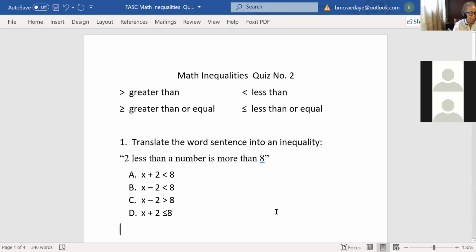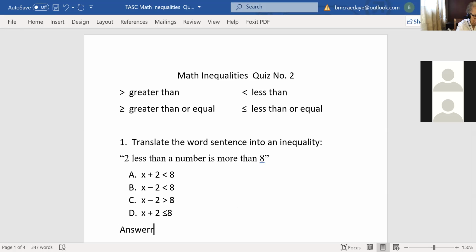2 less than means subtracting. More than means greater than, right? Yes. So which would you say? B. You say B, but no, that's a less than, right? Okay. It's C. That's right, Vanessa. C. Very good. It's C.